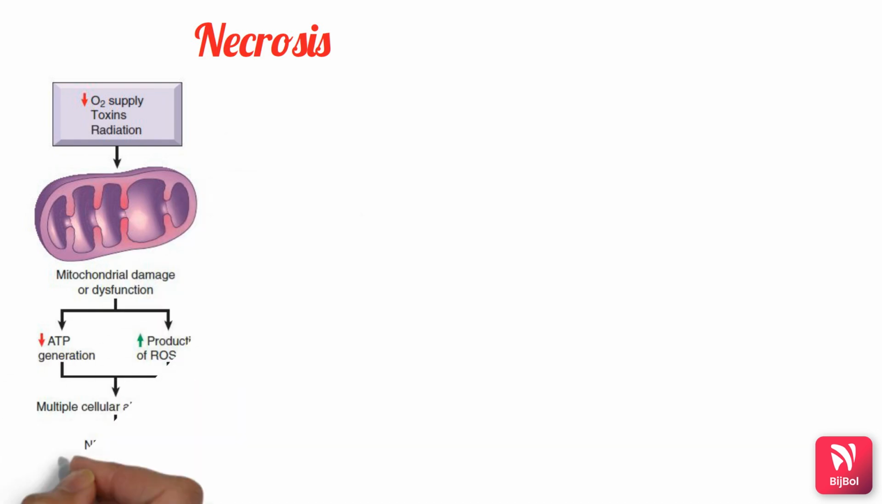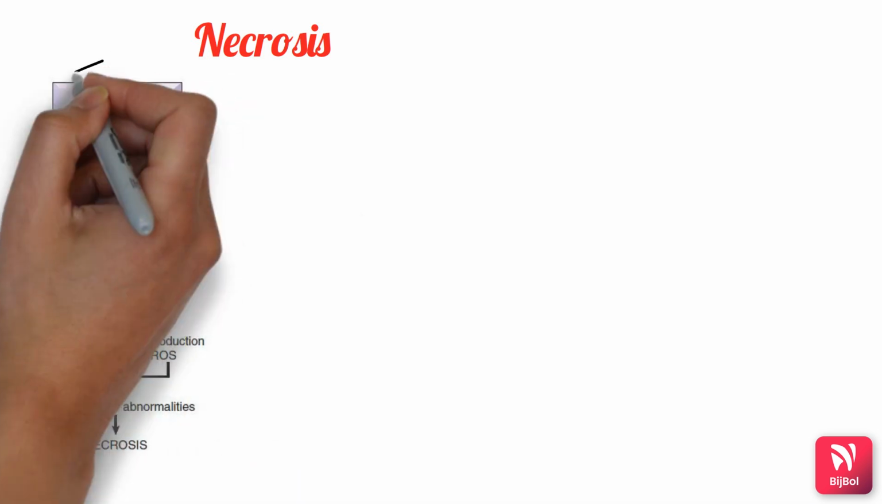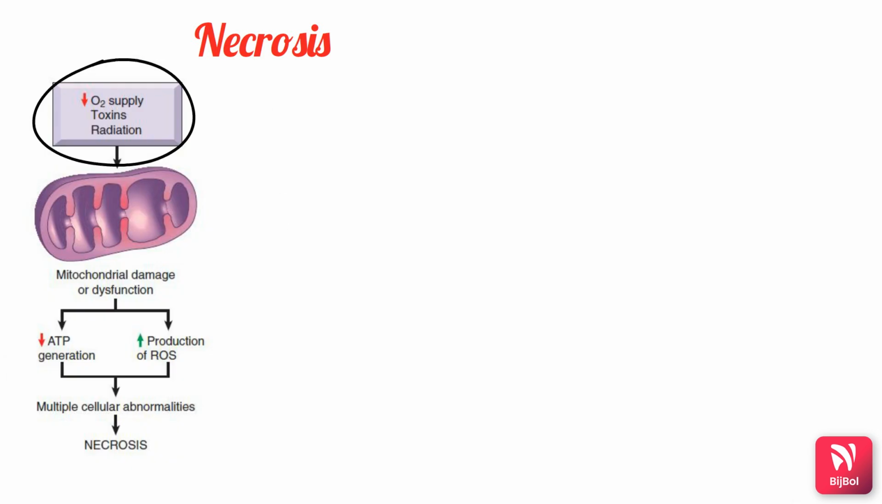First of all is necrosis, which is a type of irreversible cell injury. Now let's see how necrosis occurs. Actually we have discussed some of it in our first part, but let's see how it acts in necrosis. If you see, there is decreased oxygen supply, toxins and radiation. These are all different causes of cell injury which can result in mitochondrial damage. Whenever there is mitochondrial damage, as the mitochondria's function is oxidative phosphorylation, there will be decreased oxygen for oxidative phosphorylation, which results in decreased ATP generation.